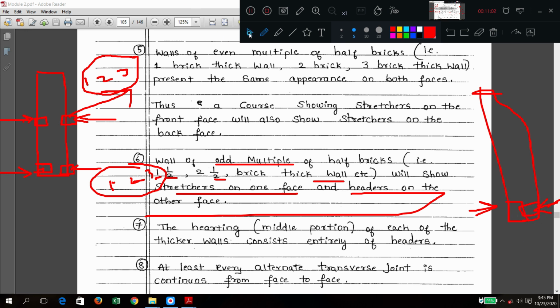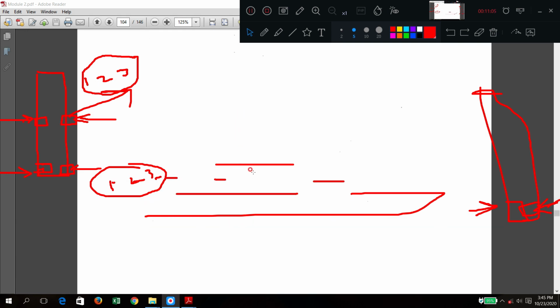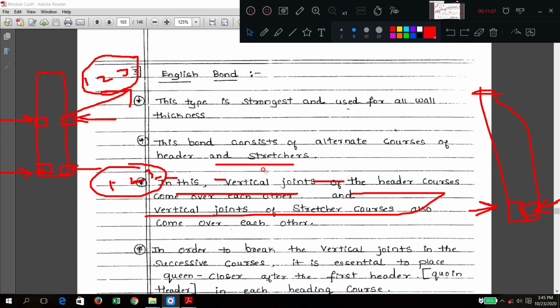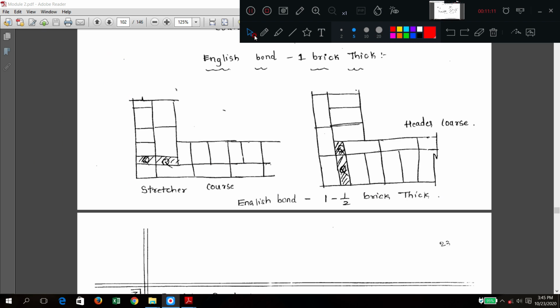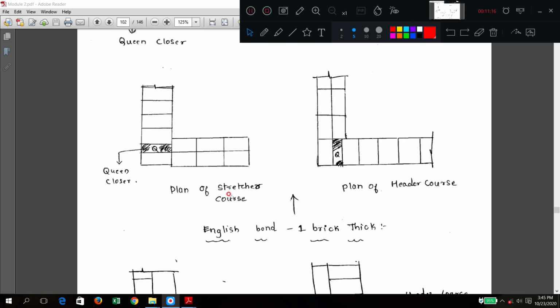Why is it made like this? You can see it here only. You can check it here. If you are seeing this course, this is one brick thick, no? Means an even multiple. What is appearing here? Stretcher. What will appear here? Stretcher only. So here you are seeing header, here also you can see header. This is for 1, 2, 3: one brick, two brick, three brick.